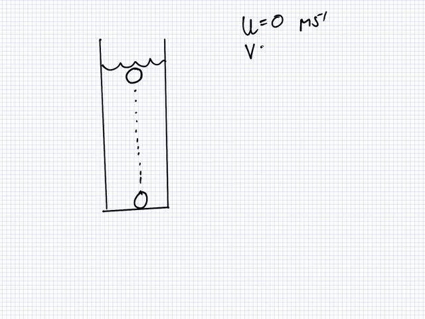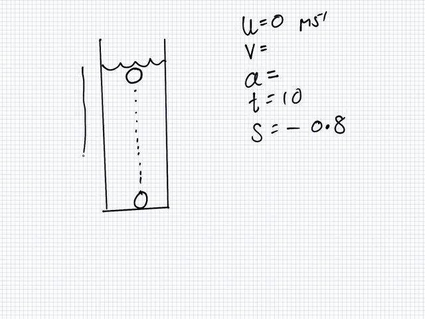V we don't know. A we don't know, because it's not 9.81. How tall is this? It's 80 centimeters. If it was 9.81, for 80 centimeters, the time should only be like this. So 10 seconds means it's slowly sinking. So the A is definitely not 9.81. The T we do know it's 10, and the S is minus 0.8, because we'll say it falls down 0.8.